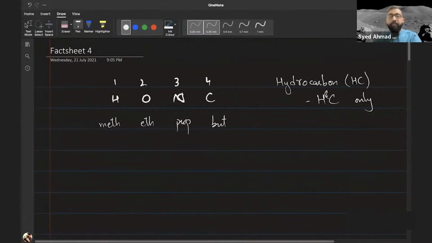It could be any of them. We know that there are alkanes, alkenes, alkynes. We don't need to know much detail about alkynes, but we need to know that they exist. So hydrocarbons, that's there. Then we have isomers.